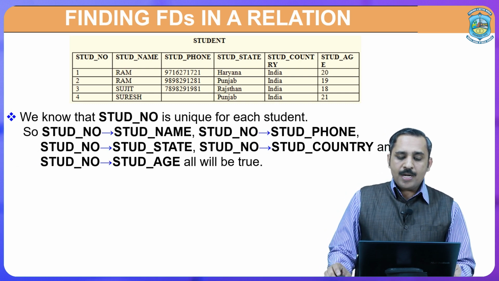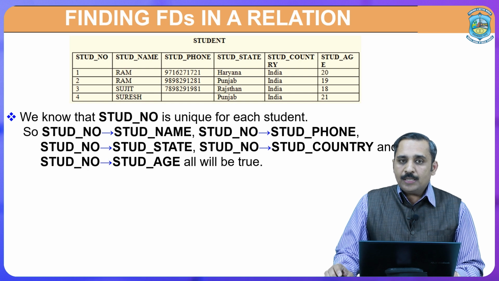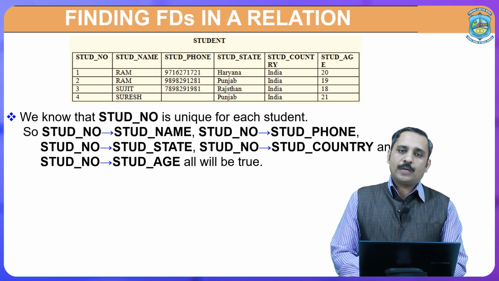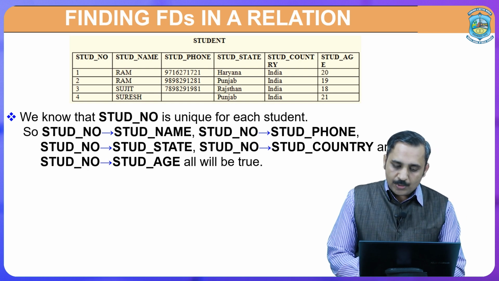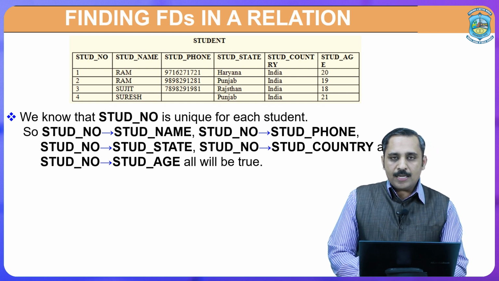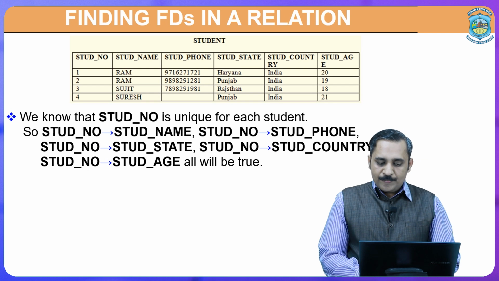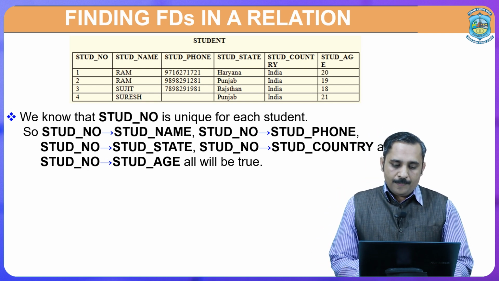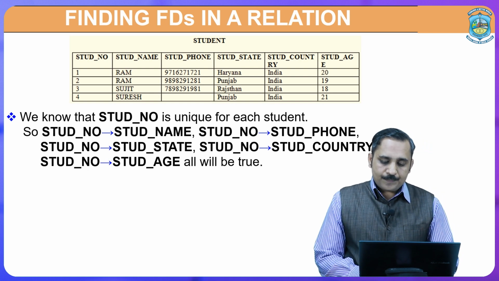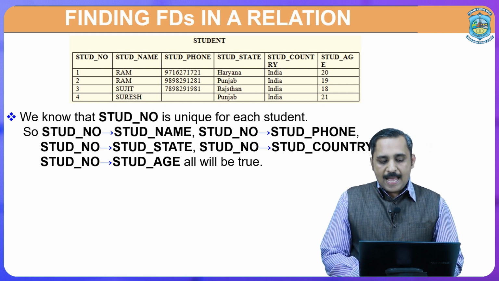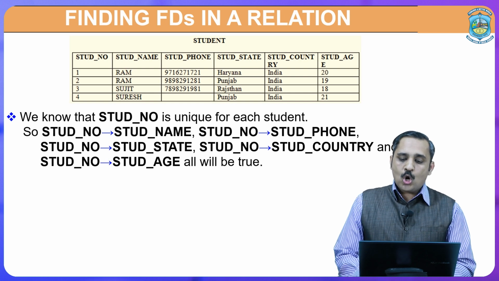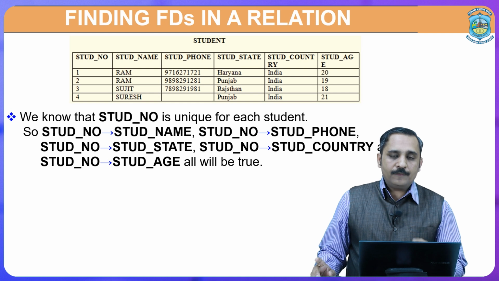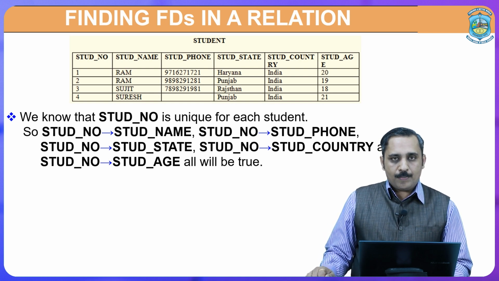Now, we know that student number is unique because no 2 students can have the same number. We can consider this student number as a roll number or an enrollment number which is unique for every student. So, in this case we consider the student number as a primary key attribute. Now, we see that student number determines student name, student number determines phone number, student number determines student state, student number determines student country, as well as student number determines student age. All will be true because all the non-key attributes will be dependent on the value of this key field, which is student number.